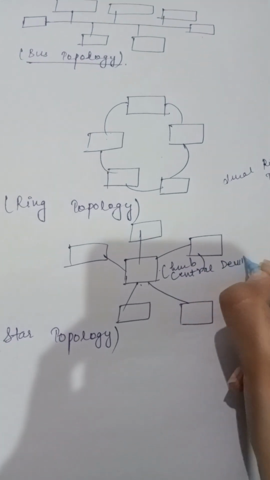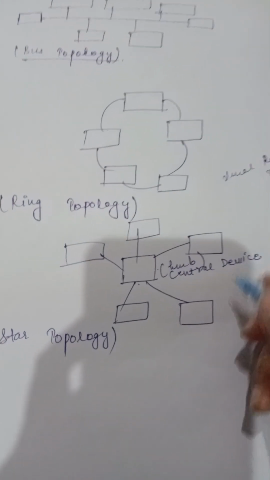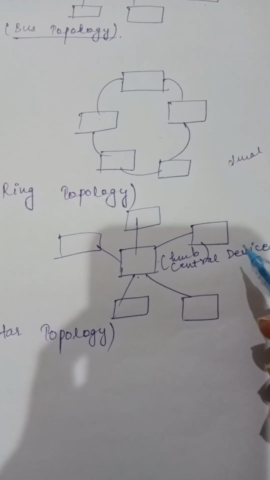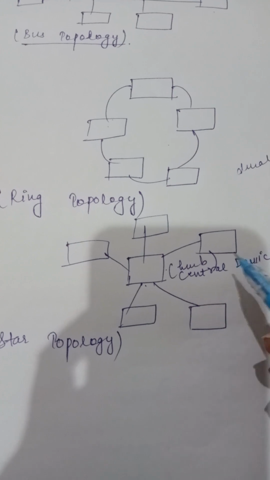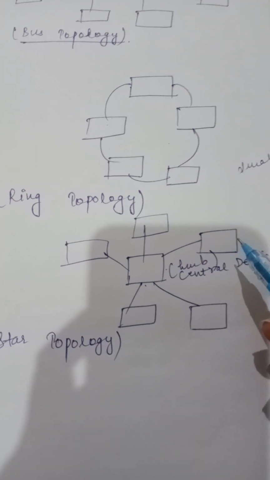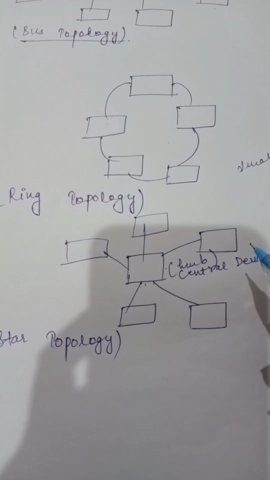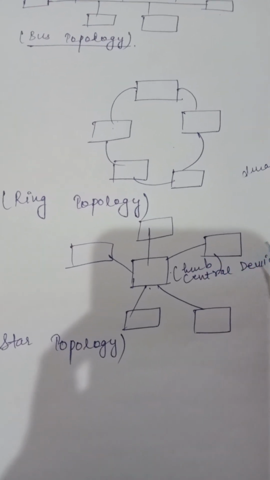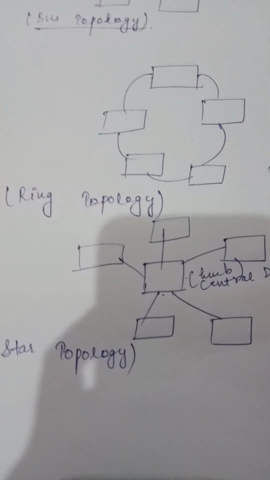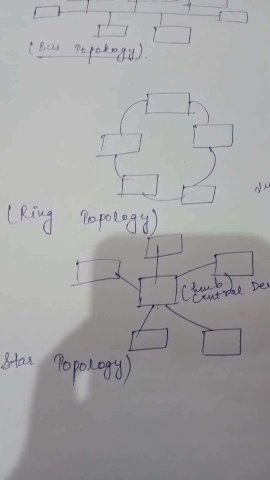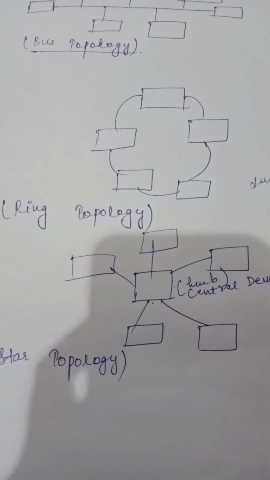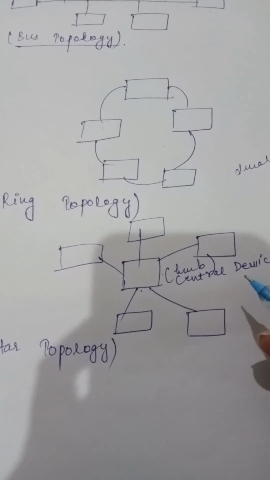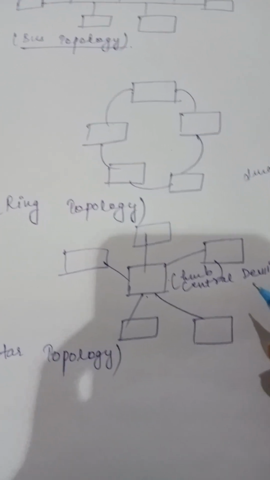So this is your hub, which is a central device. Each device in this topology is directly connected to the hub and indirectly connected to the other devices. If a device fails, it can be easily replaced without affecting the other devices. If the hub fails, the entire network goes out of operation. The limited availability of input ports in the central hub limits the size of the network. Cost of installation and maintenance is high as compared to the bus or ring topology.